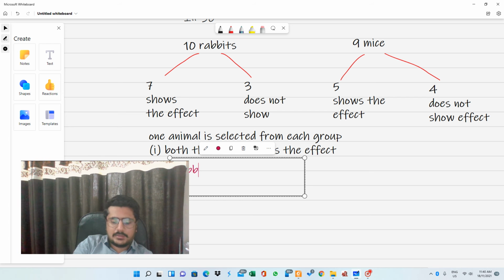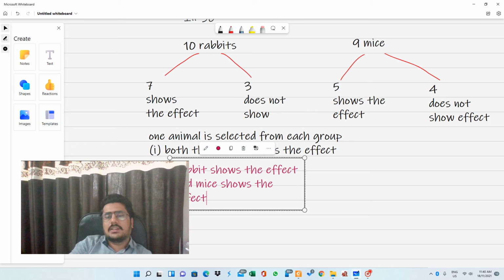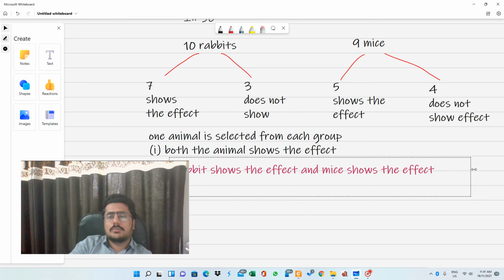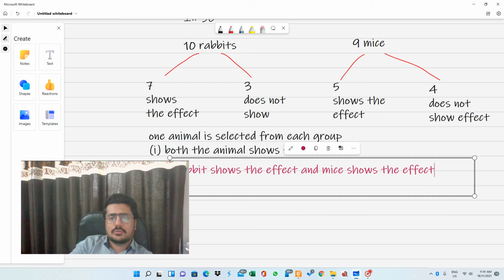That means the rabbit shows the effect and the mouse shows the effect. See, it is very simple. They are asking me that both the animals show the effect. There are only two animals, right? Rabbit and mouse. So the rabbit will show the effect and the mouse will also show the effect.